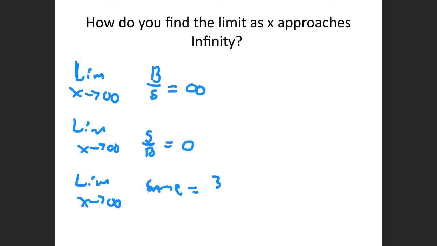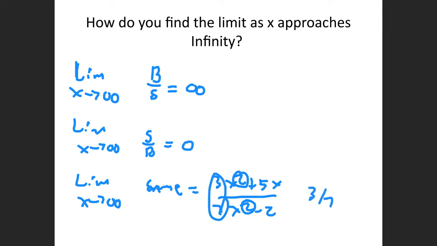So if I had something like 3x squared plus 5x over 7x squared minus 2, the powers are the same, so I take the coefficients. So the limit would be 3/7. That's the only way these things can happen. You can either have the powers be the same, or the power on top is bigger than the power on the bottom, or the power on top is smaller than the one on the bottom. Those are the only ways it can happen. Okay? Does that make sense? Okay, before we go into some problems.